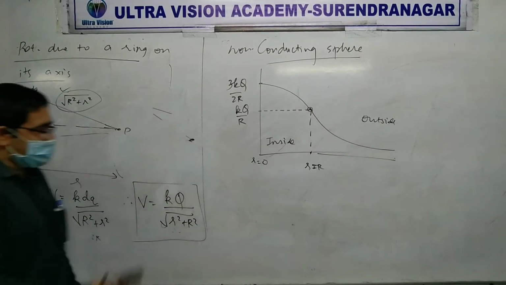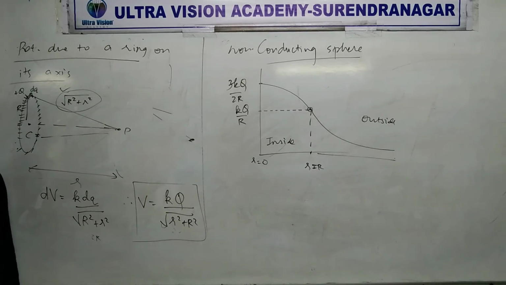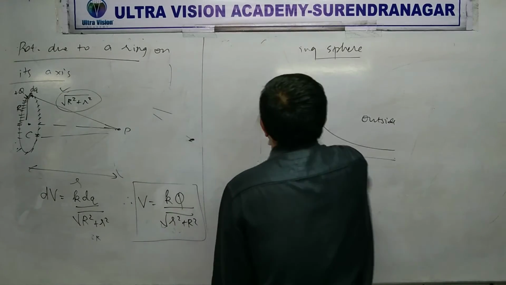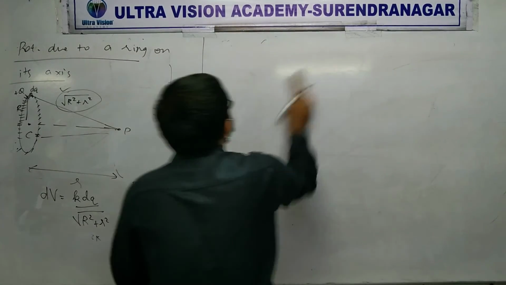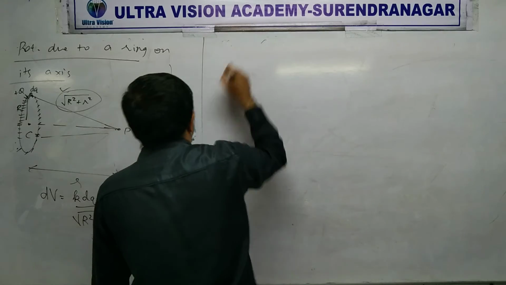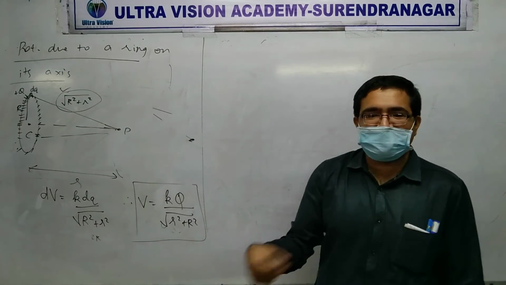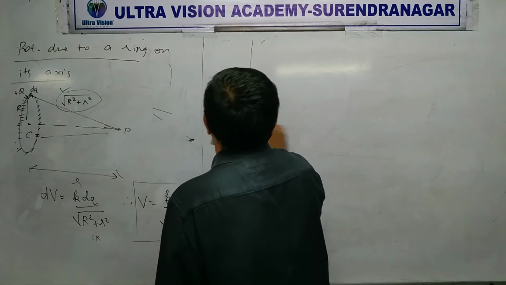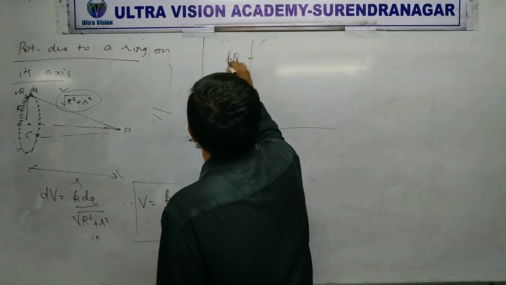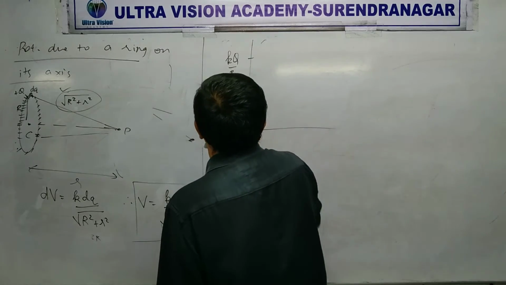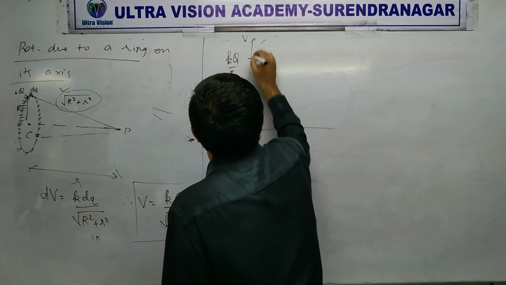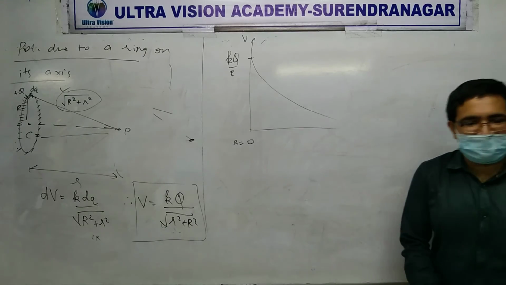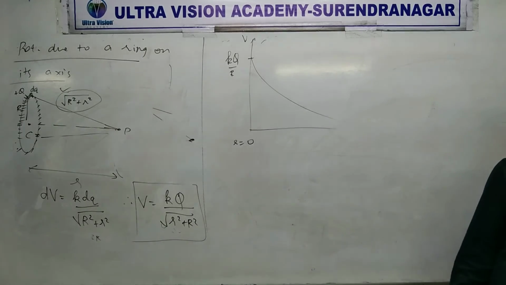Can you draw the graph? It's not that tough. Where will it be maximum? If you put small r equal to 0, it will be maximum: kQ by capital R, where small r is equal to 0. Then it will just keep on decreasing. Got it?